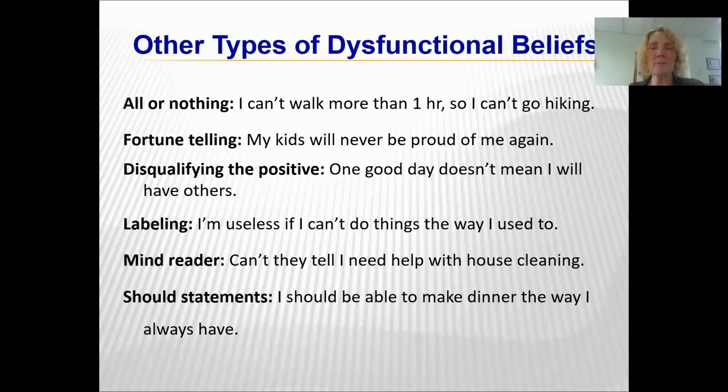So in terms of beliefs, other types of dysfunctional beliefs that we may be entertaining when we are ill, when we have a chronic illness or pain, is something, for example, like the all or none type of belief. I can't walk more than 1 hour, so I can't go hiking. So that activity is completely off the shelf. The fortune telling: my kids will never be proud of me again, because I can't be successful. I'm not able to work as I was. So my kids won't be proud.